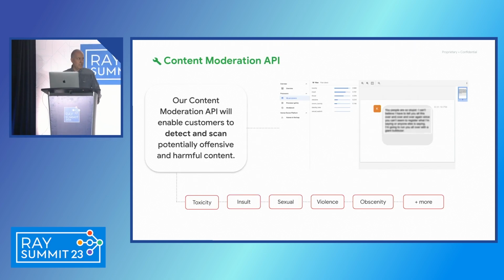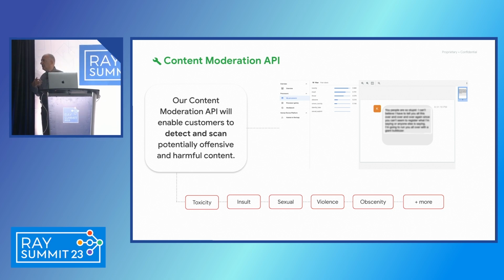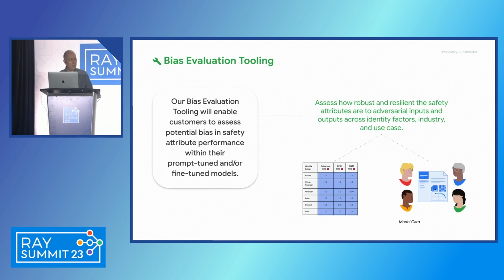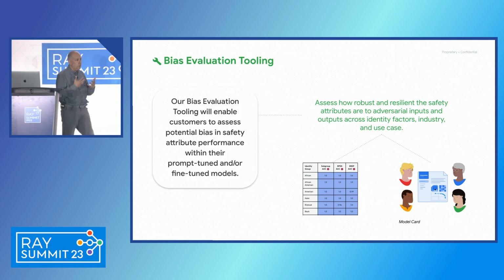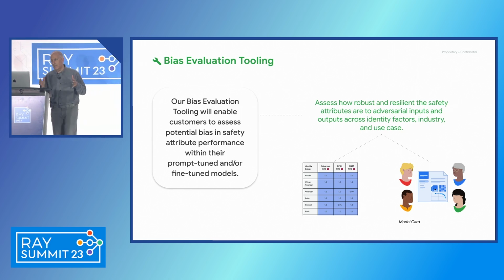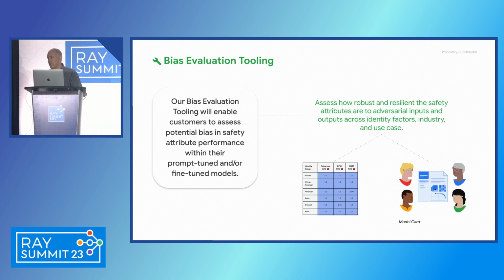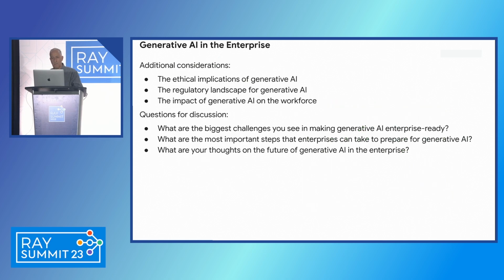The other is we provide a content moderation API, because if you send garbage into the language model, guess what you're going to get? And so we also need to be careful about what tooling we have for bias detection and balancing. And that's part of the issues around governance and evaluation of your data to determine how biased it is or not as it goes into training. So there are additional considerations with responsible AI, the ethical implications, regulatory landscape, and the impact of GenAI on the workforce. And some of the issues that we encounter, the biggest challenges.